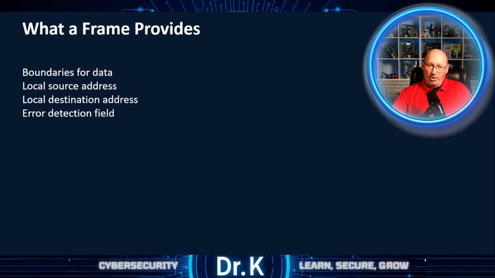It also includes local addressing, not IP addressing. Local physical addresses that identify devices on the same link. And finally, it carries an error detection value so that the receiver can verify that the frame survived the trip intact. A frame is not just packaging. Its organization, its identity, and its integrity are all combined into one nice little package.